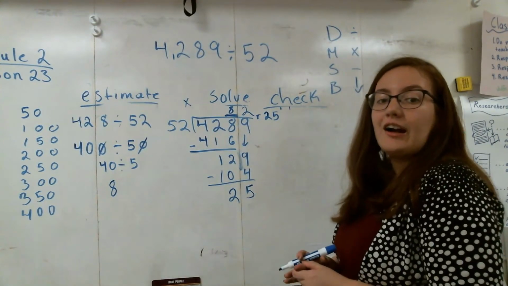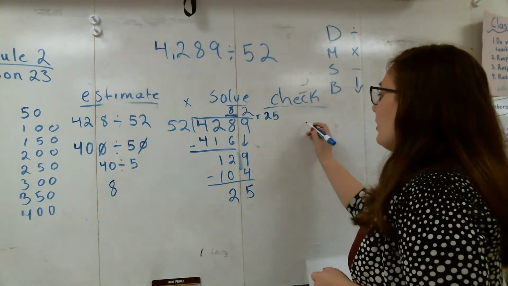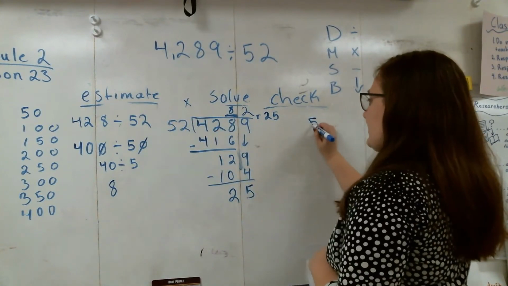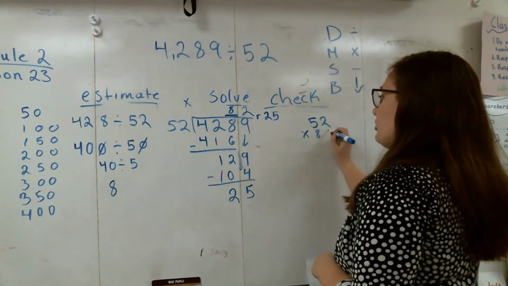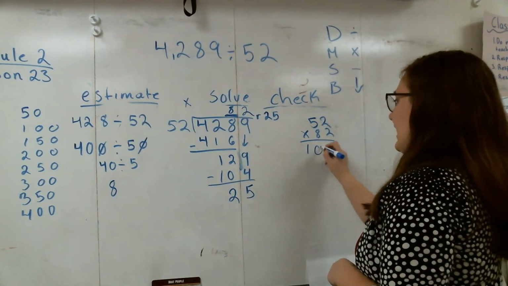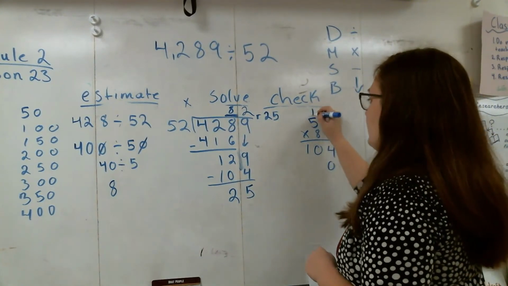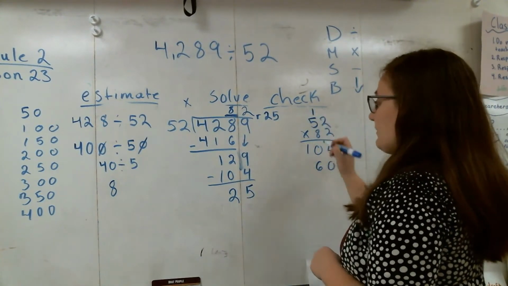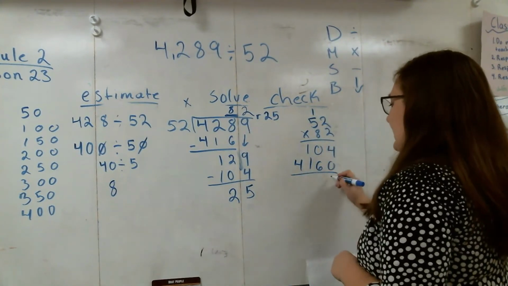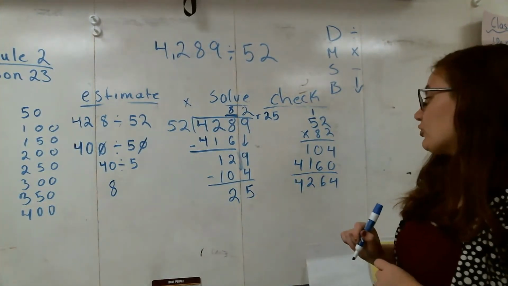And then for our next step, what we are going to do is check. So remember, we want to take this number times this number, so our divisor times our quotient. So 2 times 2 is 4, 5 times 2 is 10. Add the 0 because this 8 is in the tens place. 8 times 2 is 16. 8 times 5 is 40, and 40 plus 1 is 41. And then I add everything up, and I have 4,264.